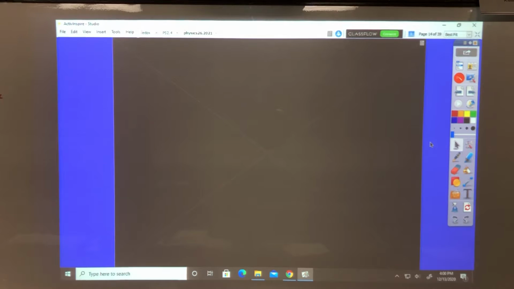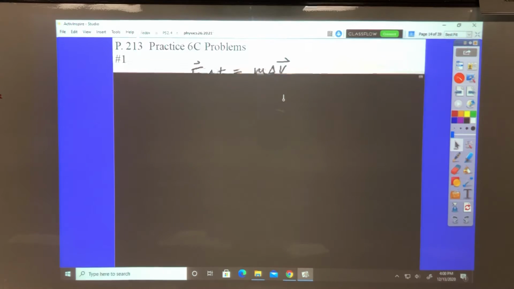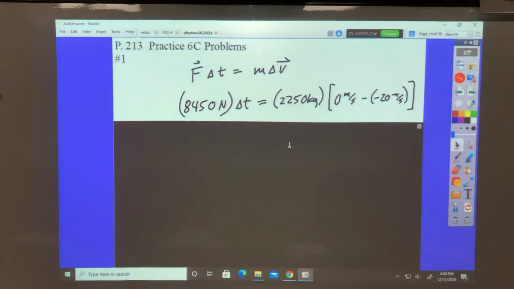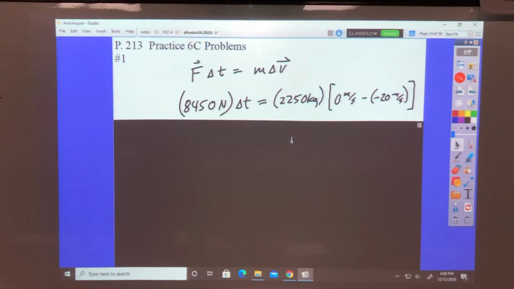So, on to this, now that my phone is recharged. We are on page 213, 6C, I think. And how long would the car in sample problem 6C take to come to a stop from 20 meters per second to the west? And how far would the car move before stopping?